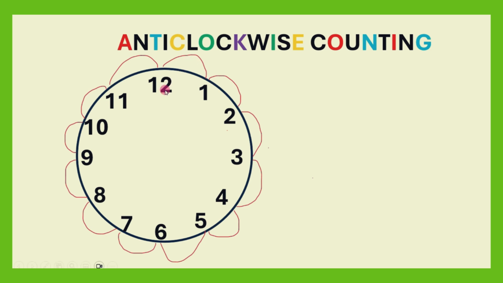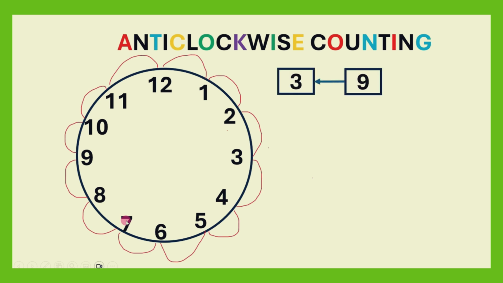Now the question says, count anti-clockwise 3 numbers from 10. So you come to 10 and you count anti-clockwise 3 numbers from 10. So that will be 1, 2, 3. The third number is the answer for 3 numbers anti-clockwise from 10. So the answer is going to be 7.